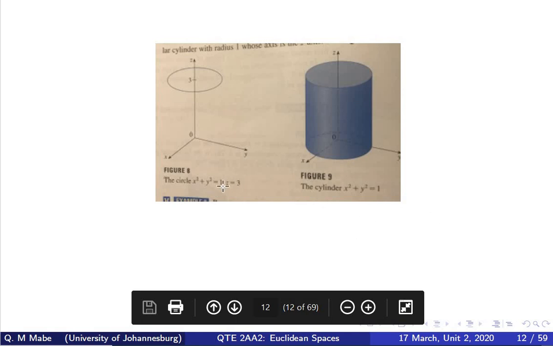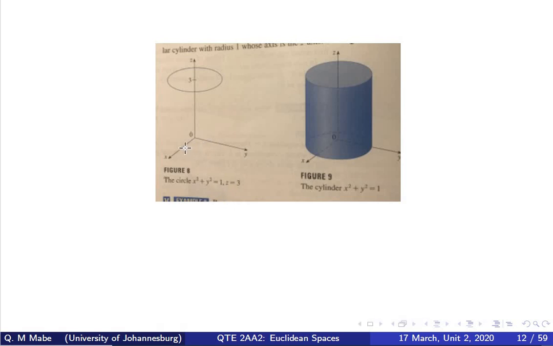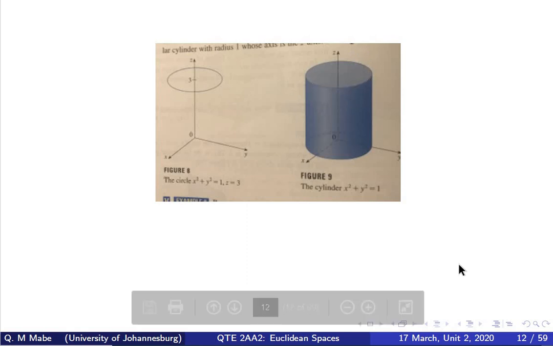For instance, this is what I just discussed. The circle x squared plus y squared is equal to 1, right? But now this circle needs to move further up until it cuts through z is equal to 3. And then in this case, we had no restrictions on our z-axis. So we have a cylinder that goes all the way up along the z-axis.